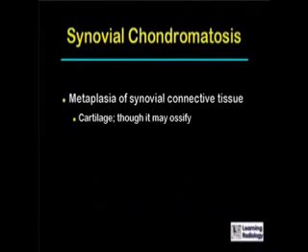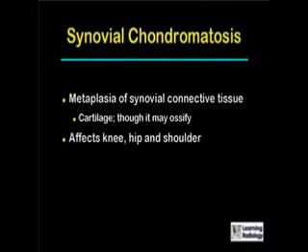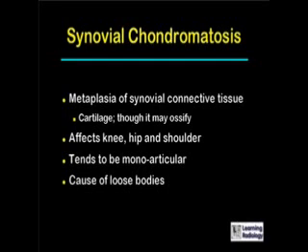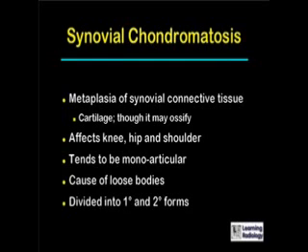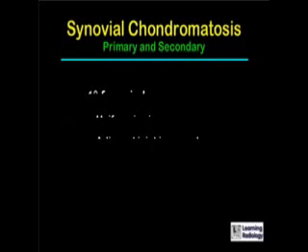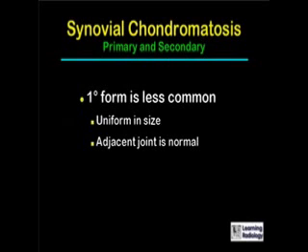Synovial chondromatosis represents a metaplasia of synovial connective tissue into cartilage, although it may become bone. It usually affects the knee, hip, and shoulder. It tends to be monoarticular. It can be the cause of a loose body, and it is divided frequently into a primary and a secondary form. The primary form is less common.